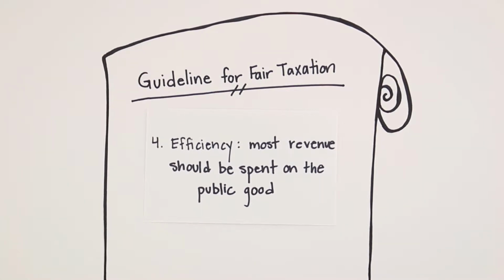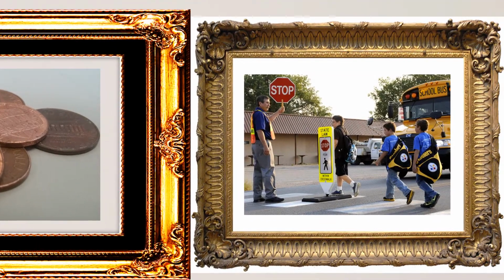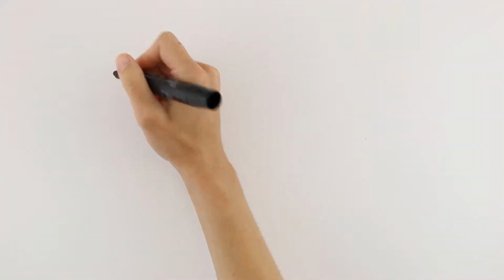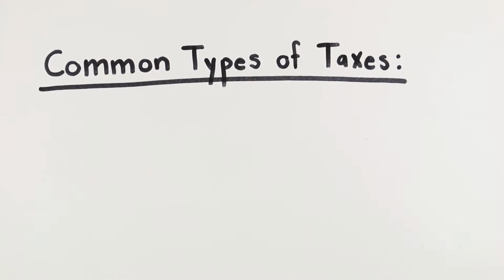Finally, each type of tax should be collected efficiently, meaning a small portion of the revenue should pay for the collection of the tax, but the rest of the revenue should be spent on the public good. Here are the three most common types of taxes in America.